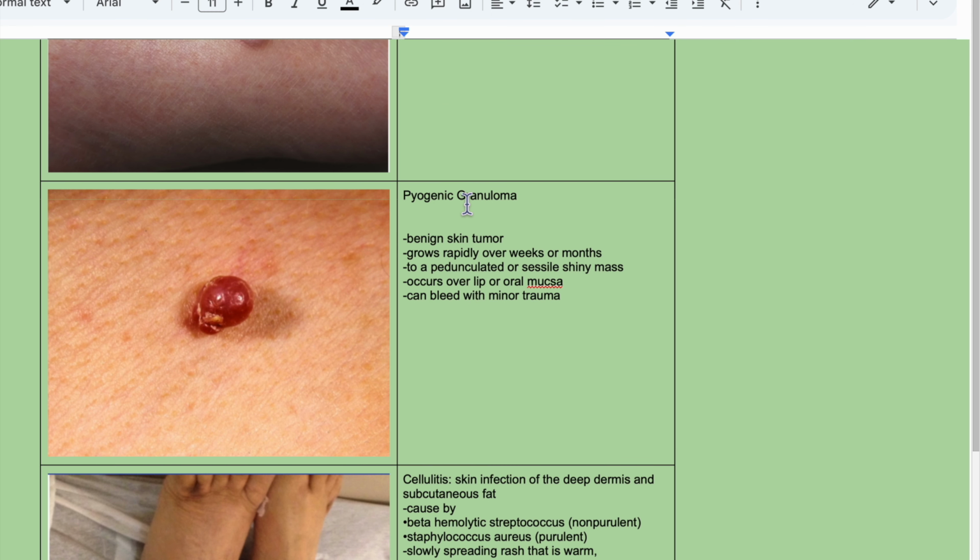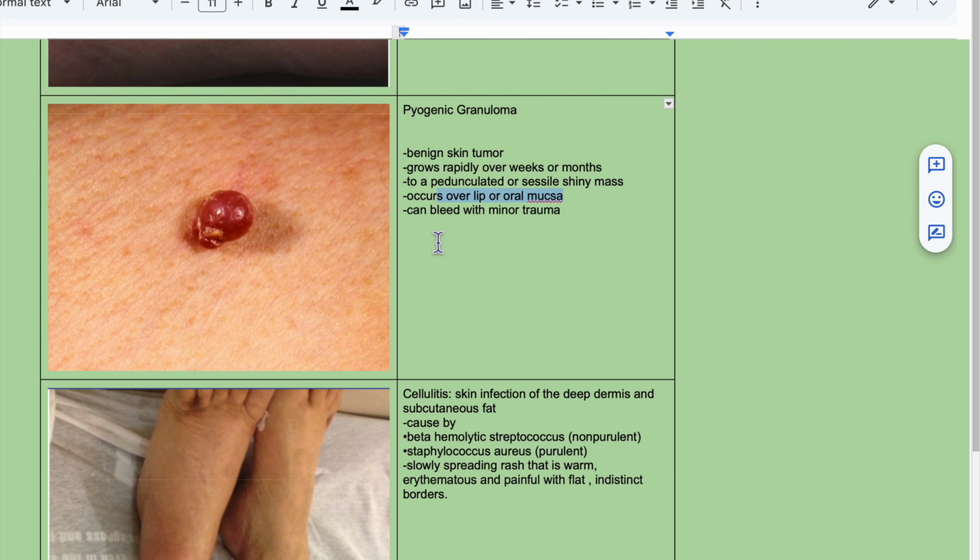Pyogenic granuloma. Benign skin tumor that grows rapidly over weeks or months to a pedunculated or sessile shiny mass. It occurs over lip or oral mucosa, can bleed with minor trauma. So that's how you remember this one. It's pedunculated or sessile, it can bleed with minor trauma and occurs over lip or oral mucosa, which is neither in this picture. Pyogenic granuloma.